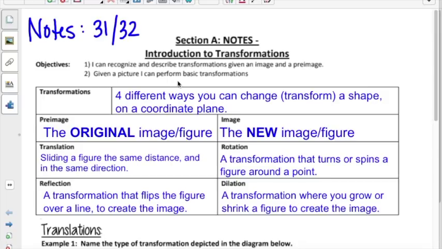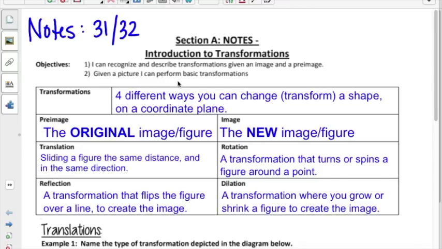So the 4 things that you can do, the first one is a translation. That's where you slide a figure in the same direction, the same distance. So maybe up 3 and to the right 4. And all the points on your figure are going to go up 3 and to the right 4.